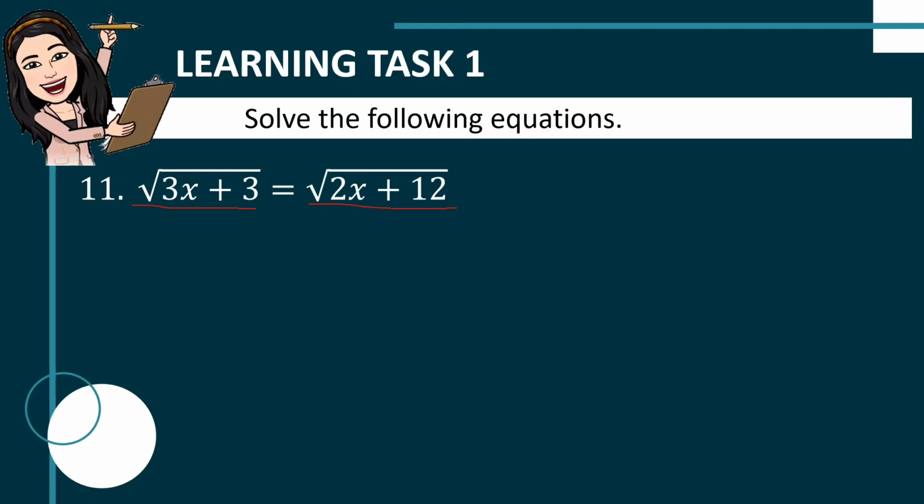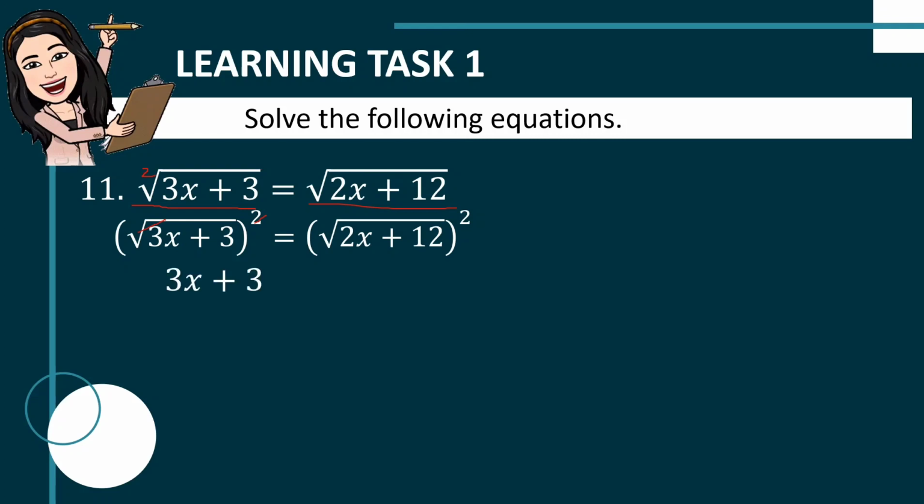Now, what is their index? Okay, since the index is 2, we will proceed by raising the power of 2 na. So, raising to the power of 2, we have, what is the square root of 3x plus 3? Very good. We have 3x plus 3. Kinopya lang natin yung radical. How about the square of the square root of 2x plus 12? Yes, we have 2x plus 12. So, kinopya. Madali lang, di ba?